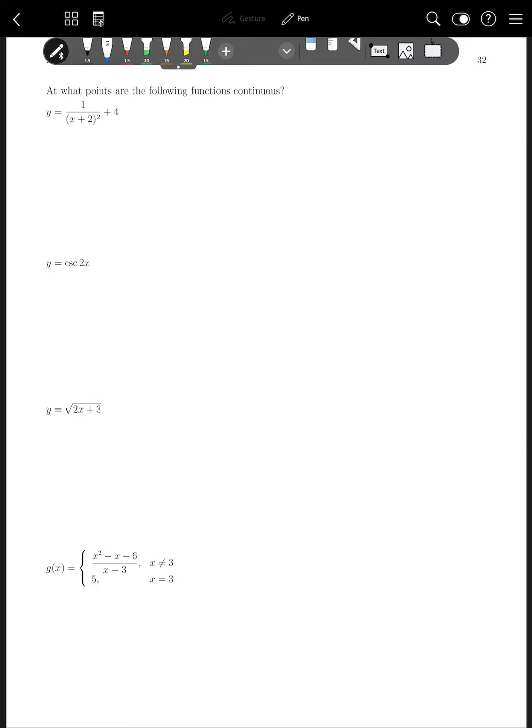So for the first one, the only thing that's a problem is this denominator can't be 0. So let's check and see if there's a time when that's 0. Okay, so square root both sides, subtract 2, and so we get x equals -2. So that's when the function is discontinuous, so it's continuous everywhere else.